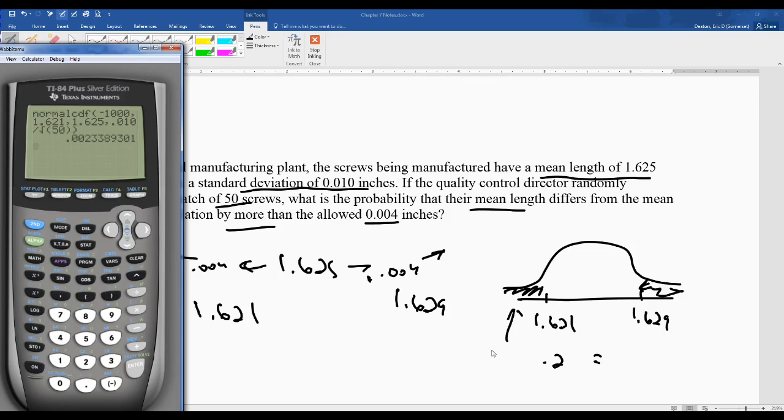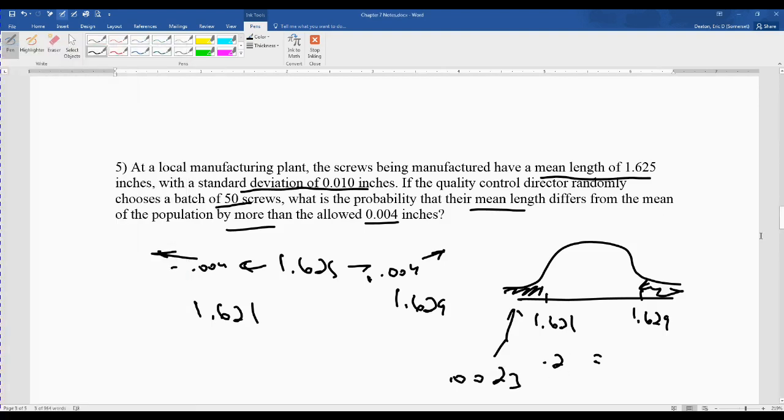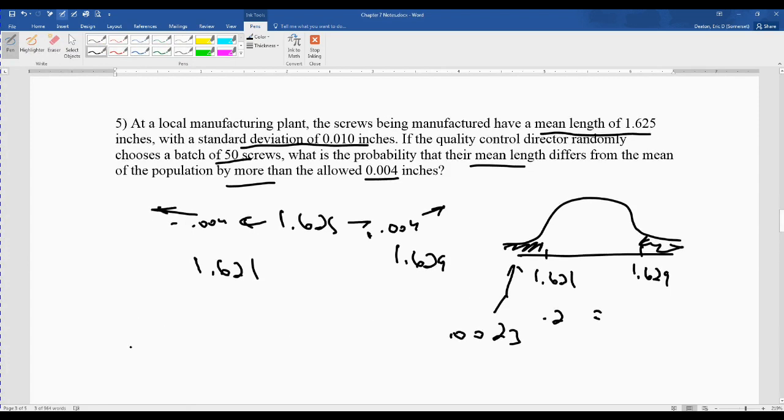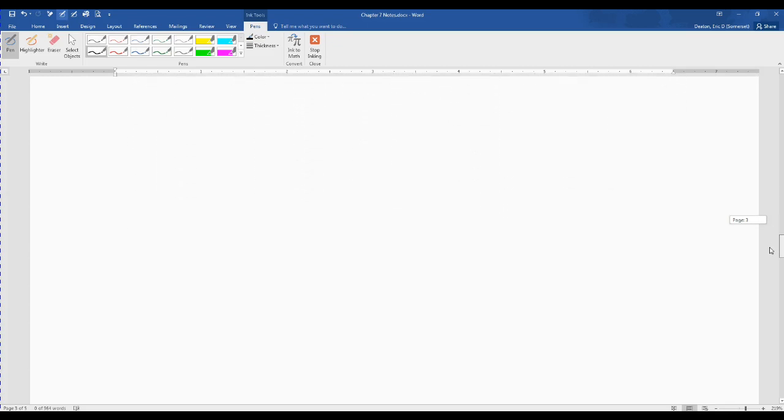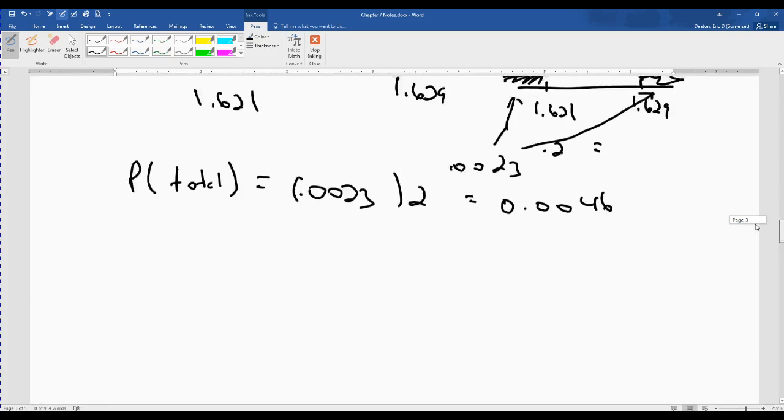So the probability of this portion is 0.0023. So what that means is, to find the probability for both of those, I'll just do total, is 0.0023 times 2, because that's also going to be 0.0023, which is 0.0046. And I'm going to call that one the last example for this video.